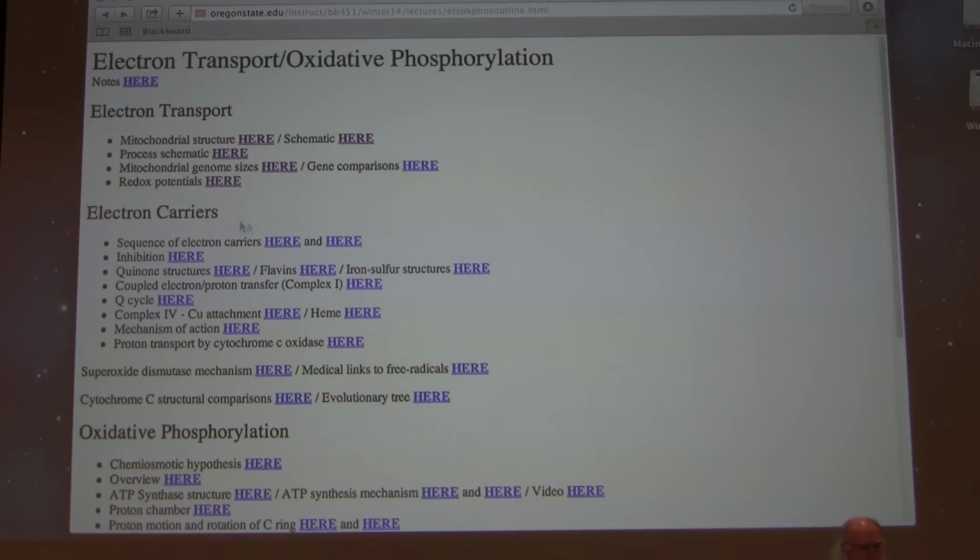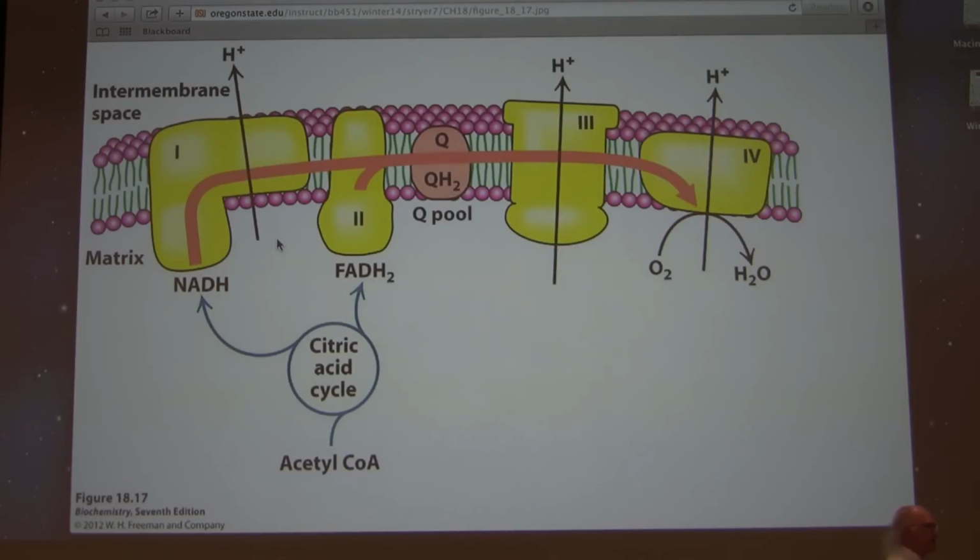All right. Well, let's look at the process. The process of electron transport is pretty cool. Again, we're talking little proteins that are in the inner mitochondrial membrane. So here's the inner mitochondrial membrane. And one of the really, really critical features of the inner mitochondrial membrane is that it is impermeable to protons.